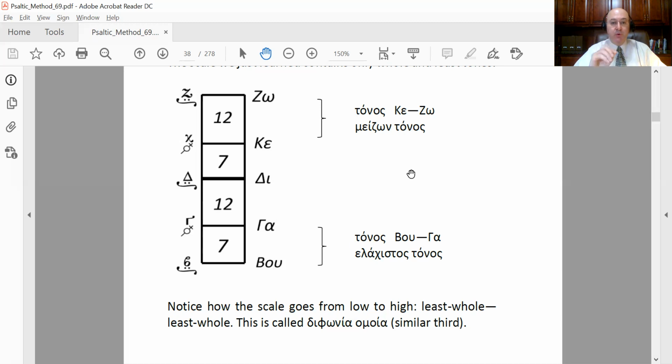Okay, the important thing is that you listen to experienced chanters, preferably chanters who served in the patriarchal church of St. George in Constantinople. And that's how you know that you are performing the scale in the correct traditional way.